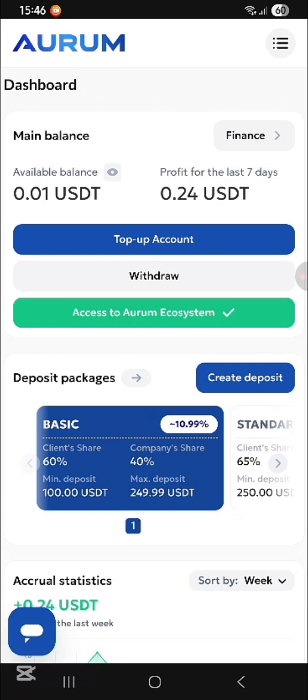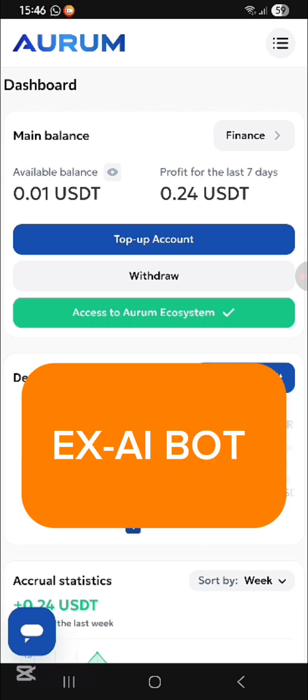All right. So first of all, Aurum has about 3 different types of bots that are currently live. 2 more are under development. And so I'm going to be focusing on this one, which is called the Ex-Ai Bot. And these are the various plans that your capital essentially can fall into.